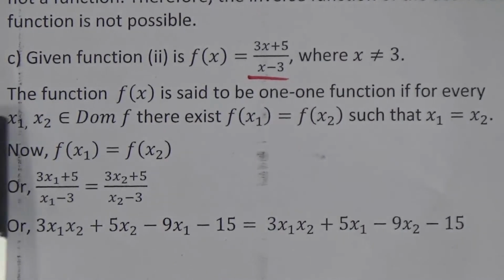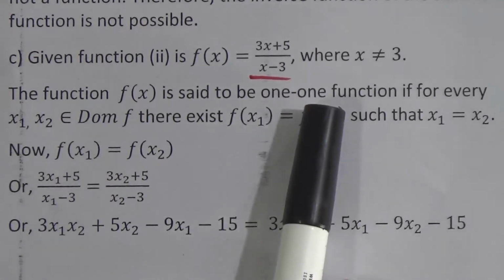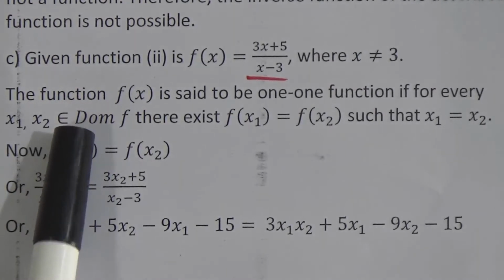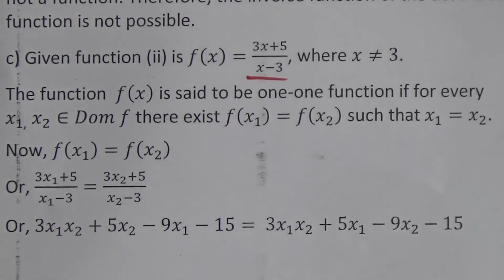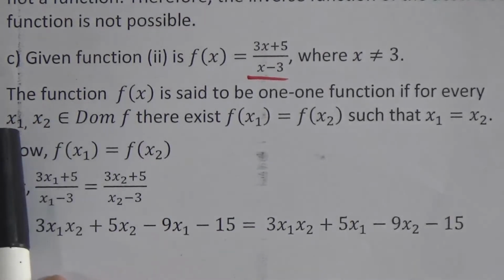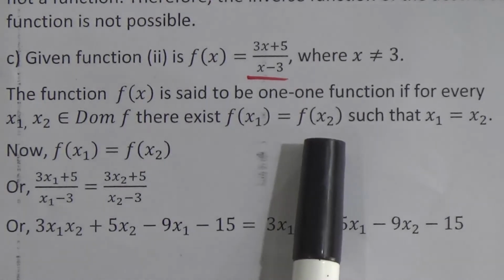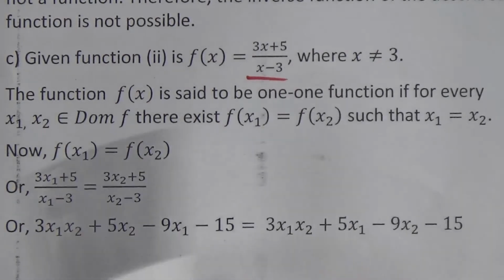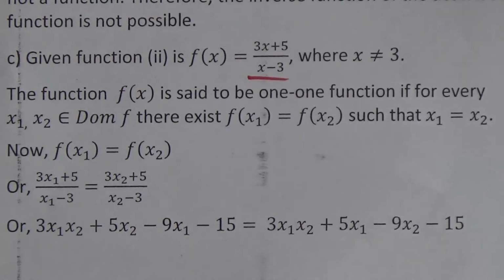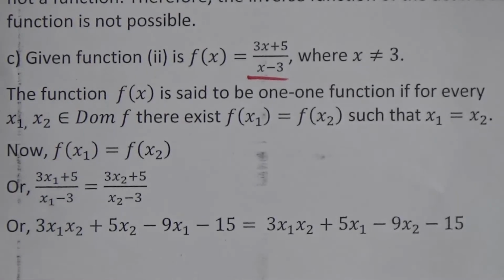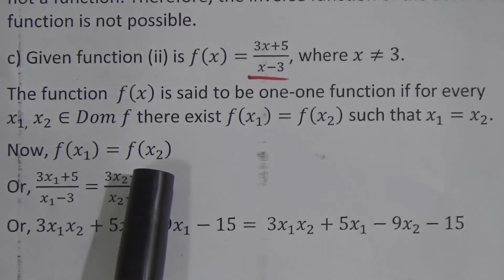Now, the function f is said to be one-one if for every x1, x2 belonging to dom f, if we consider two elements in domain, there exist images of these two elements f(x1) and f(x2). It means if the images are same, then the elements will be same such that x1 equal to x2. So now check f(x1) equal to f(x2).